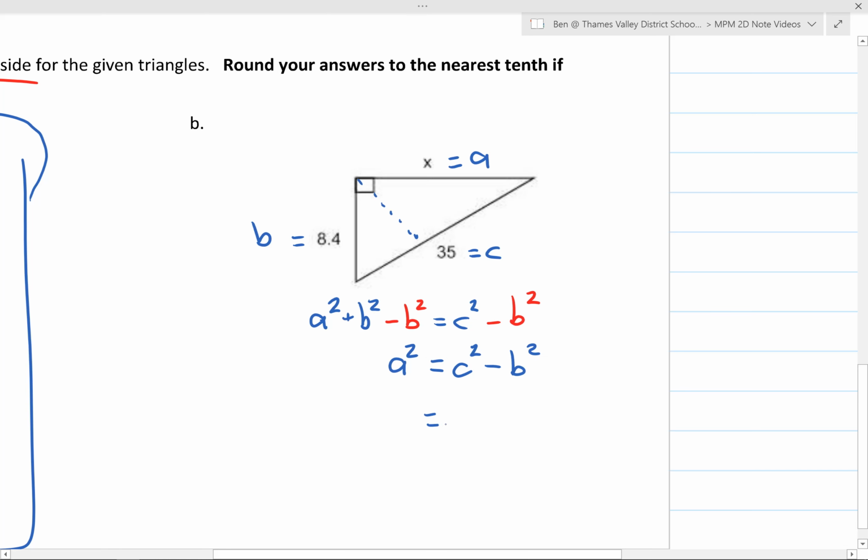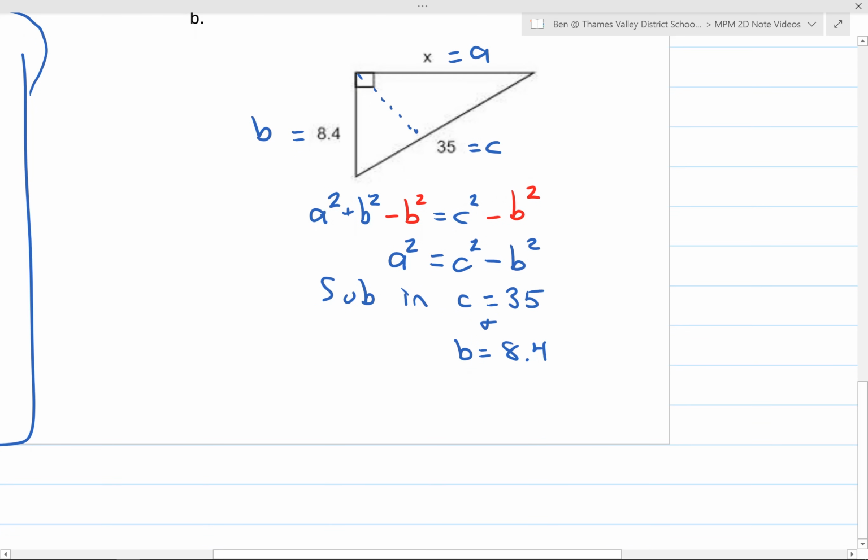Now we can substitute in. So we know our value for C, and maybe I should label this, sub in C equals 35, and B equals 8.4. Fantastic. So we're working with A squared equals 35 squared minus 8.4 squared. You can use a calculator for this here. We're working with 35 squared. 35 squared is 1,225.